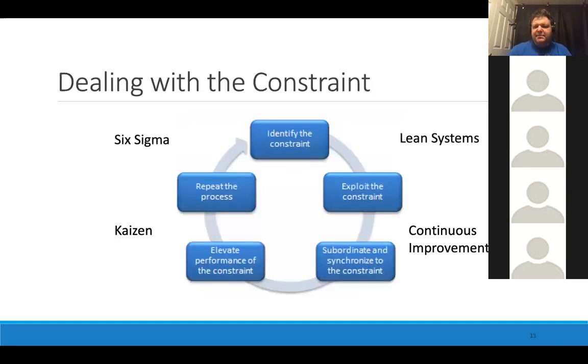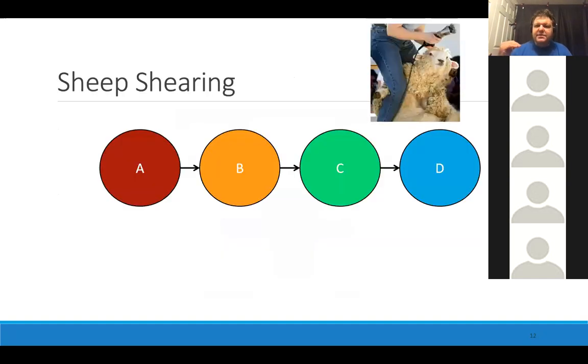Something is called Six Sigma. We'll talk about that a little bit. Continuous improvement. There's a Japanese word Kaizen that we're going to talk about in just a moment. And then all of this ties into something called lean or being lean systems, which again, we'll talk about later in the semester. So here's putting all this together.